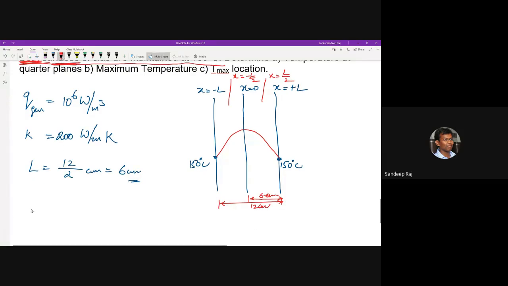So what is the formula for temperature here? Somebody please tell me what is the formula for temperature here? Yes. What is the temperature formula here?